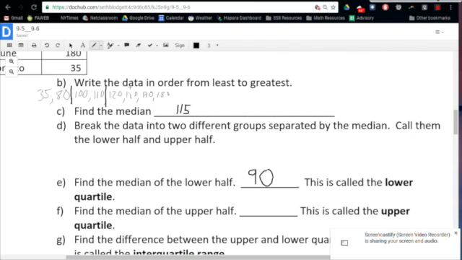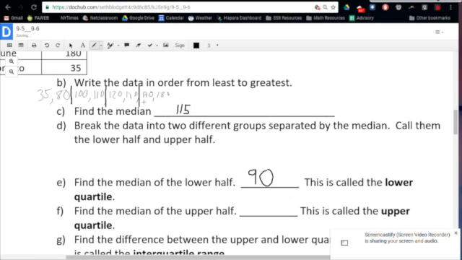Now I've got to break the upper half into halves so that the whole thing is in quarters. So again, I've got 4 pieces of data, 120, 120, 170, 180. I've got 2 on the left, 2 on the right. Halfway between is the median of that data, which is actually the upper quartile.